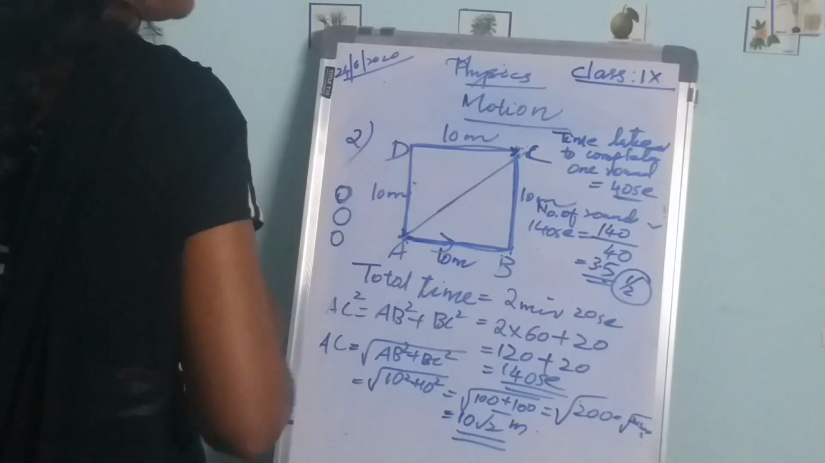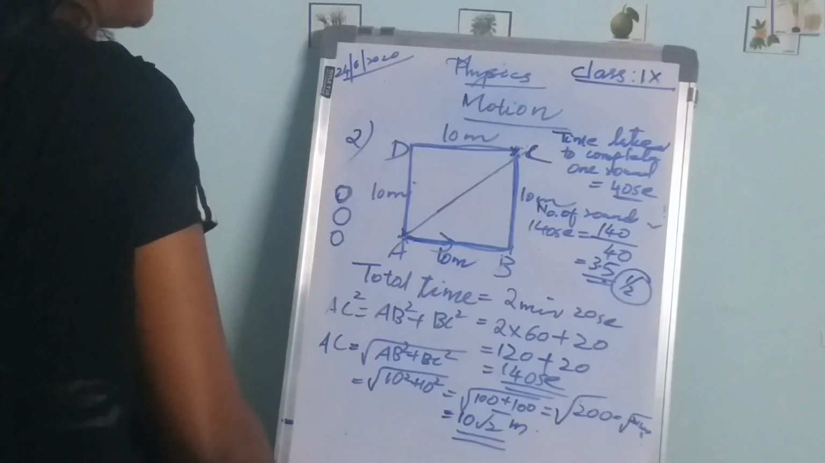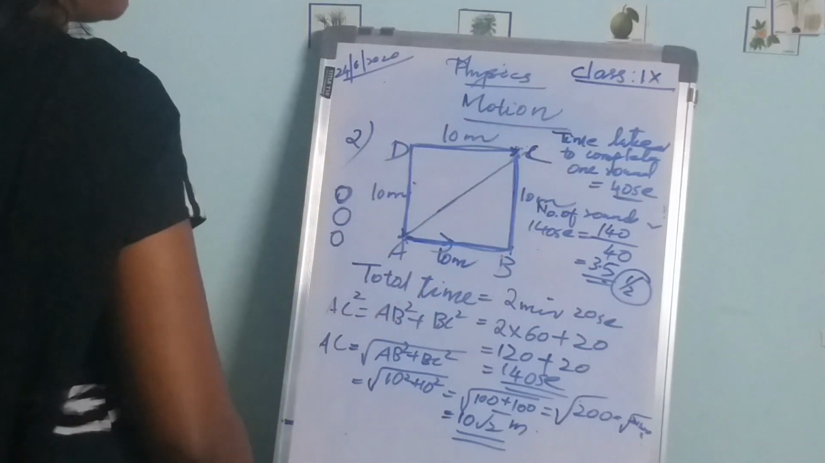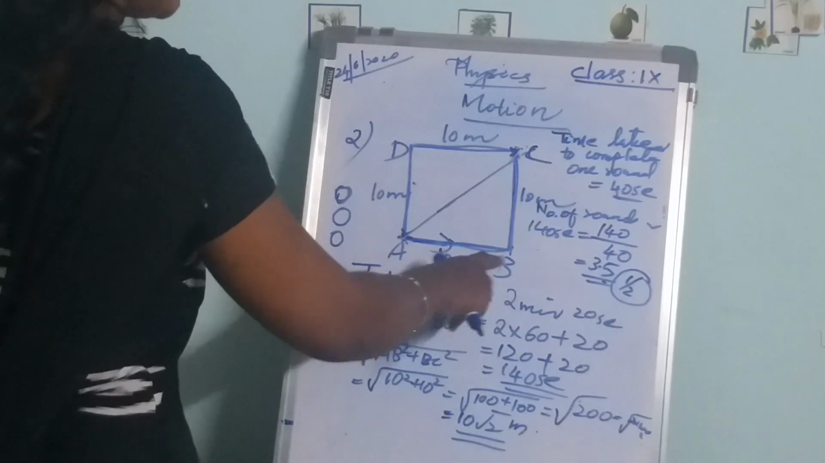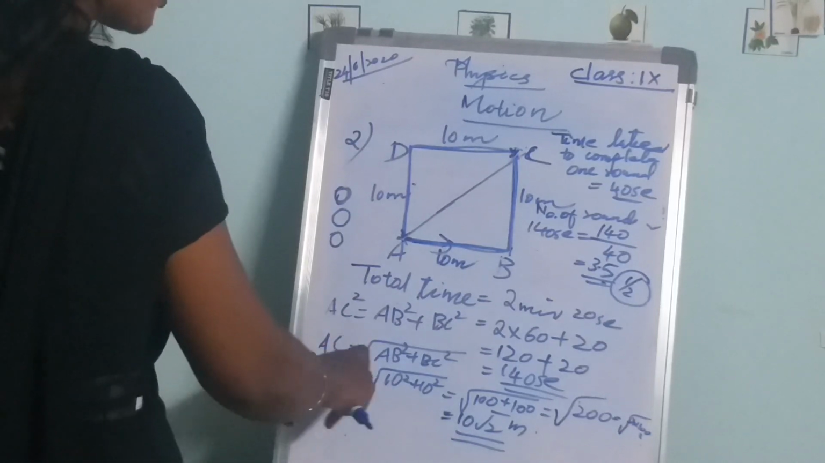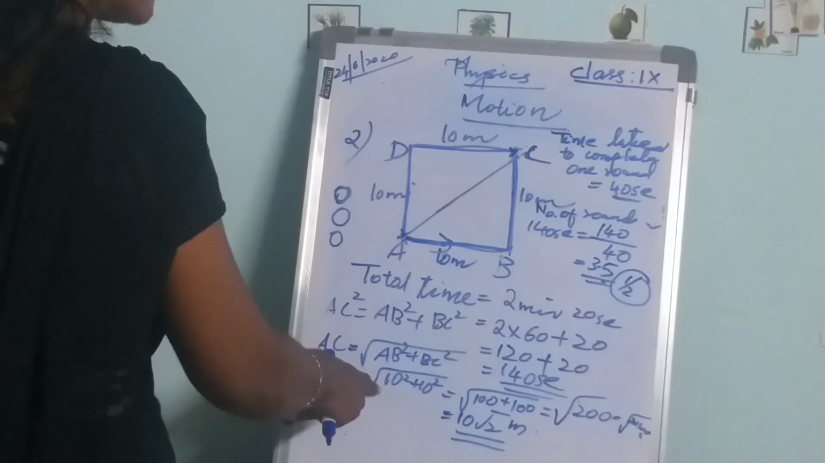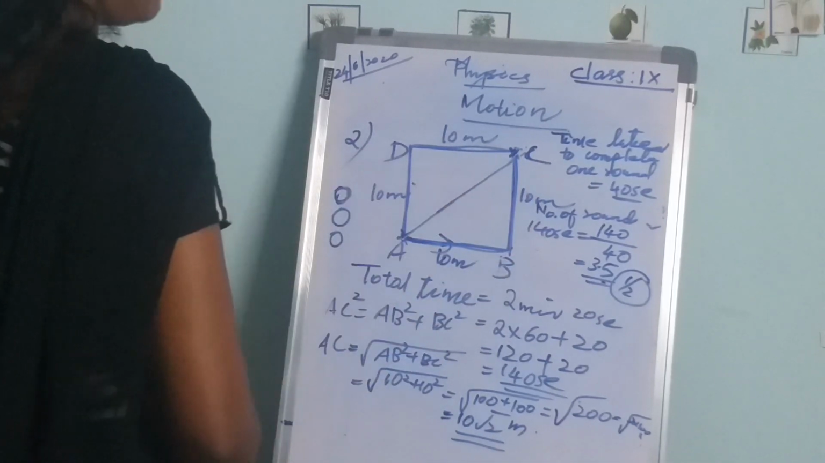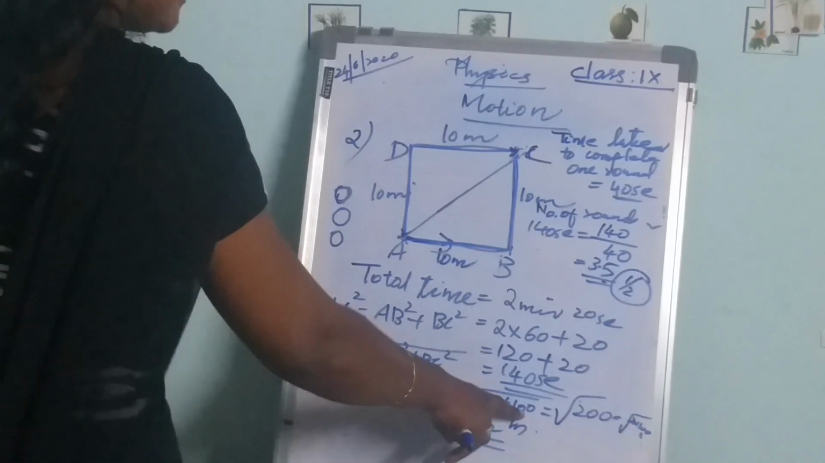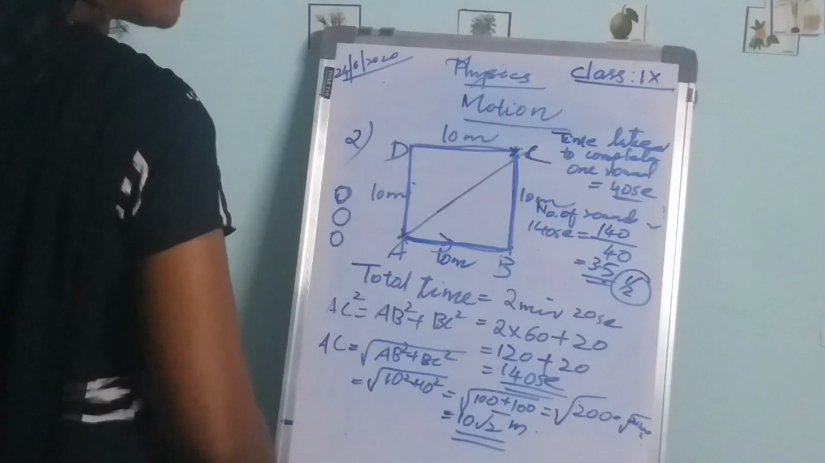Here we have to apply the Pythagoras theorem for finding the length of the hypotenuse. That is hypotenuse square equals base square plus altitude square. That is AC square is equal to AB square plus BC square. From that, AC is root of AB square plus BC square. AB is 10 meters, so 10 square, plus BC is also 10 meters, so again 10 square. 10 square is 100 plus 100, so we got 200.